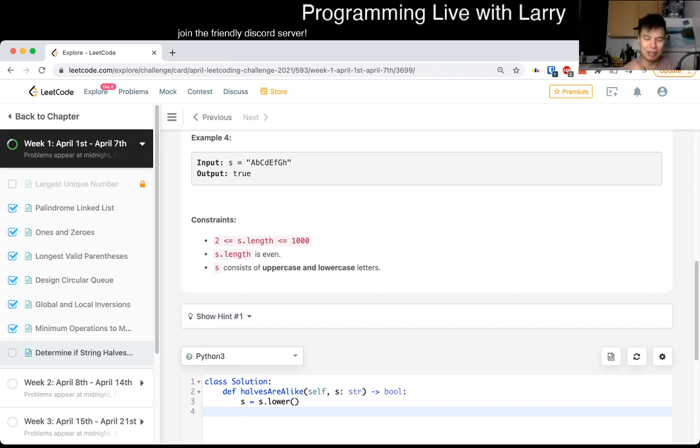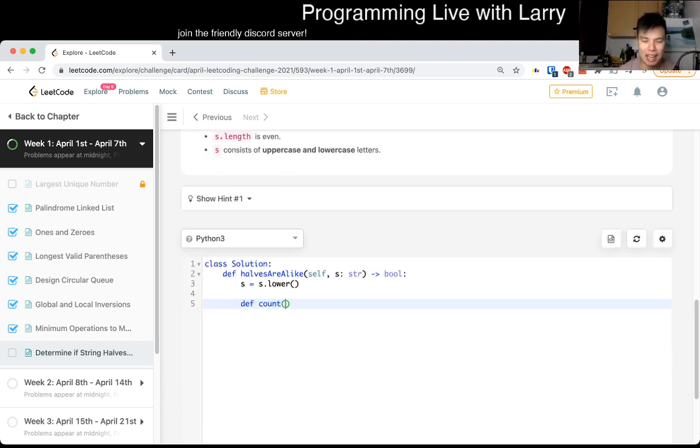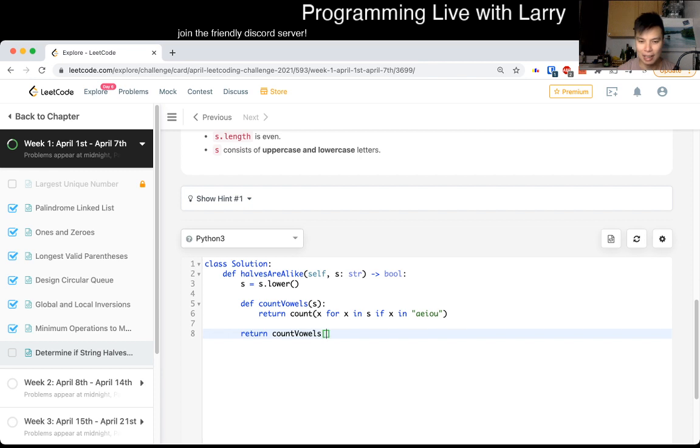Yeah, I guess I would just have a count function. Maybe I'll try to work on readability. So count takes a string, and this is just count vowels, say. And then now you can return the count of x for x in S if x is in A, E, I, O, U, right? Something like that. Of course, it could be a one-liner, but I like to do it this way. And then you could just do count vowels of S from the first half, and then the second half.